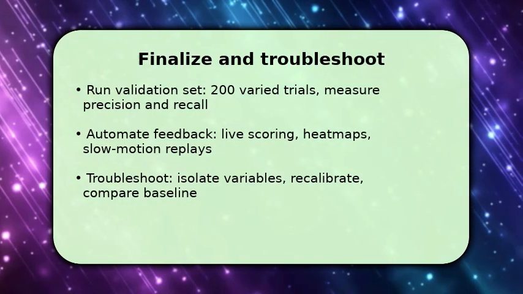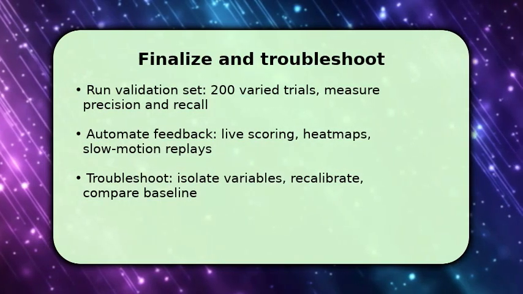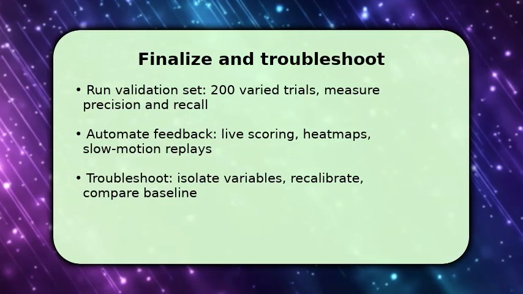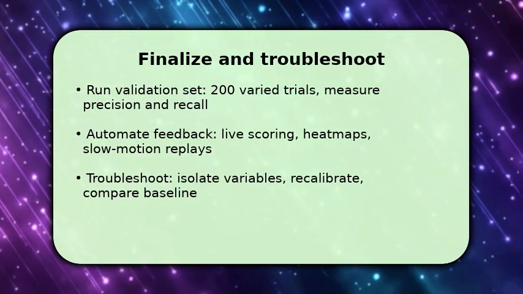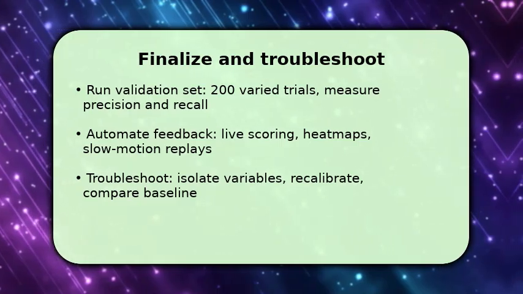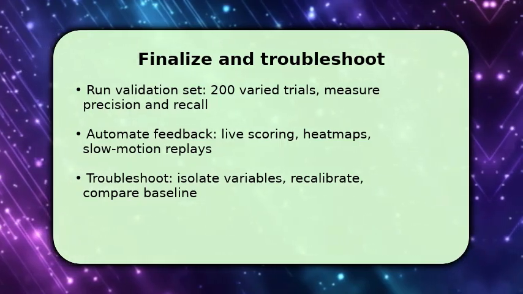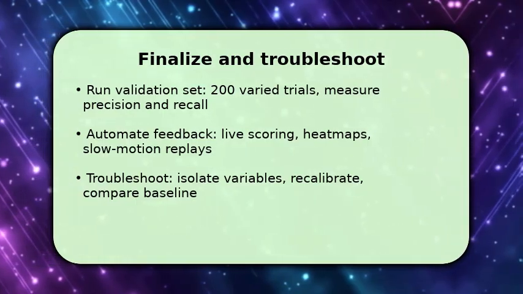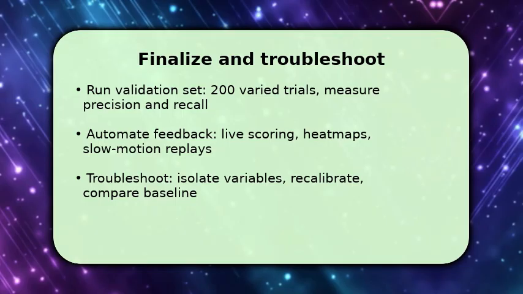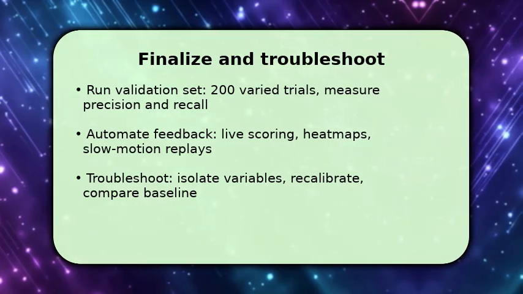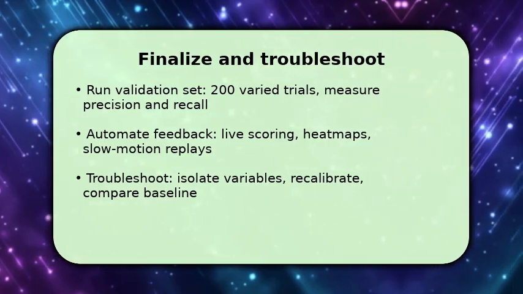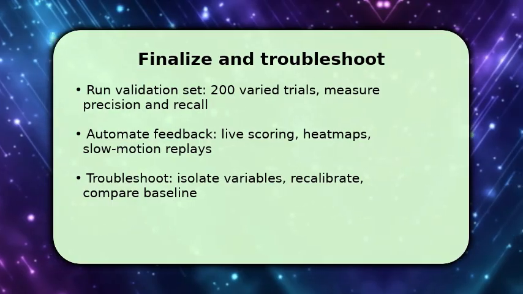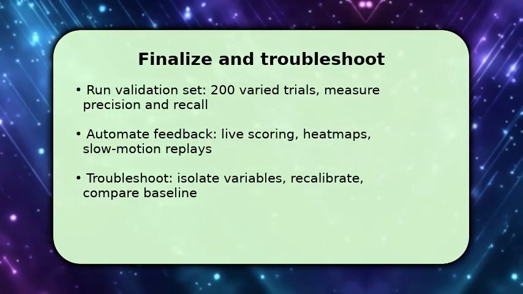To finish, validate with a controlled test set of varied trials and compute clear metrics like precision and consistency. This quantifies improvement. Implement automated feedback, real-time scoring, hit heat maps, and slow motion replays, so you and any trainees can immediately correct technique. If results stall, isolate a single variable at a time. Recalibrate sensors, check lighting, or revert target parameters to baseline.